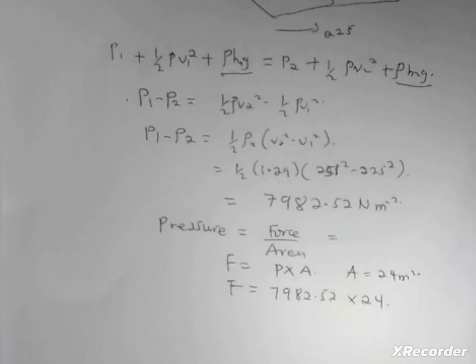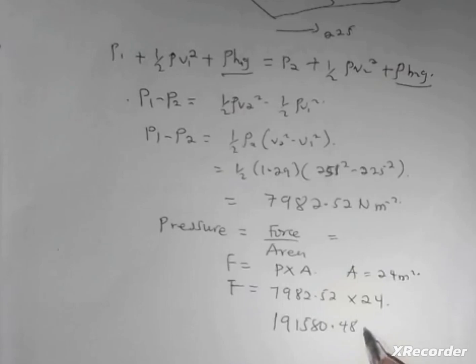And what am I getting? 7982.52 times 24. And that is giving me 191580.48 Newton. Sorry, the force is in Newton. And you can bear with me that this force is enough to cause the lifting of the aeroplane.